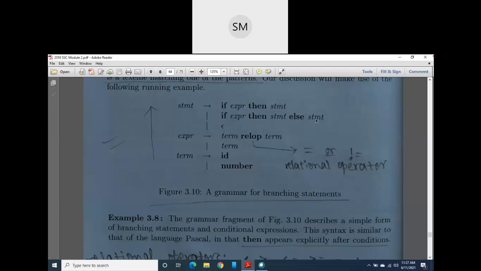It means that it is an if else statement. And the statement may be an empty string also. So these are the possible forms for the statement. So then here on the RHS side, whatever you have written now in bold letters, whatever I am showing you here, if, then, else: these are called terminals.